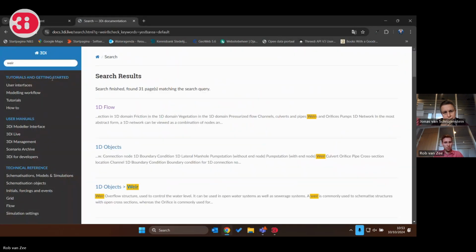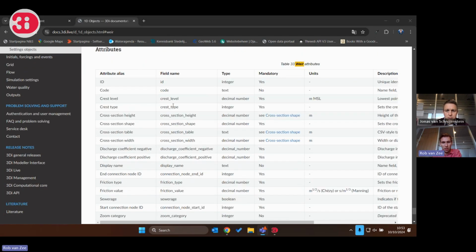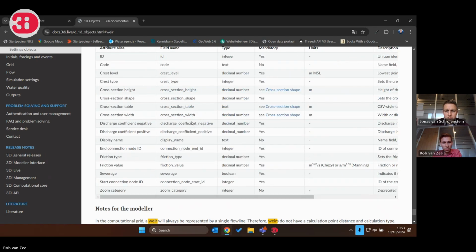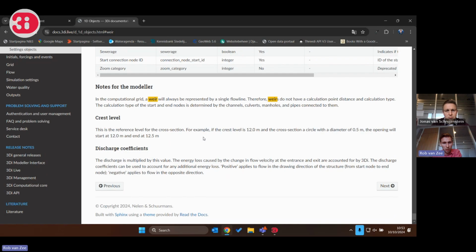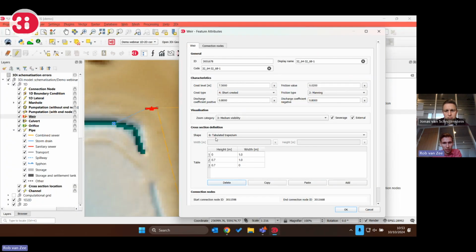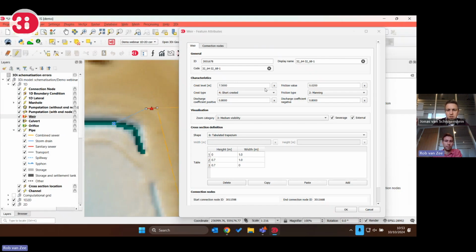1D objects, weirs, and here you've got a lot of information about the weirs table. If I'm correct, also somewhere there's information about the crest type. Right, yeah, here. Well, in the sewage system in the city, you barely ever use broad crested, so you will almost always have short crested. Exactly. Then there are some few more values.